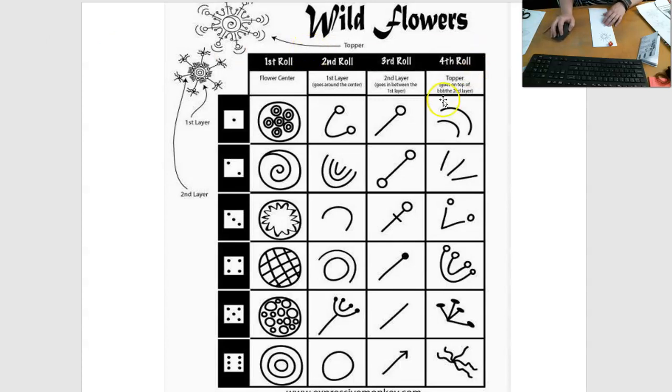So on my fourth roll, the topper goes on top of the second layer, and I've got these little squiggles. So I'm going to make, there are 2 squiggles that come out each side and 1 that comes out the top. So on each one of these, I'm going to do a squiggle, squiggle, squiggle, squiggle, and a squiggle coming out the top. On each one of those, all the way around.